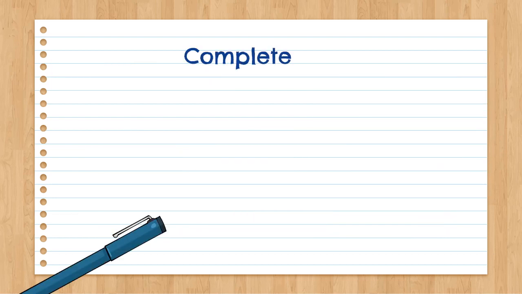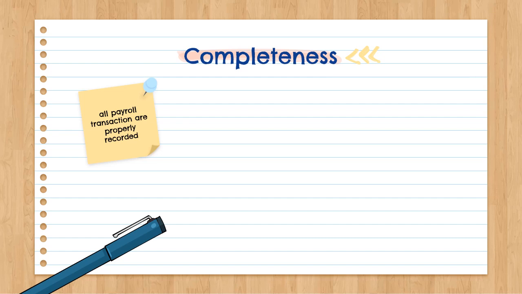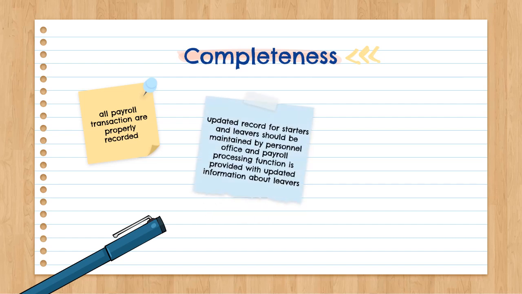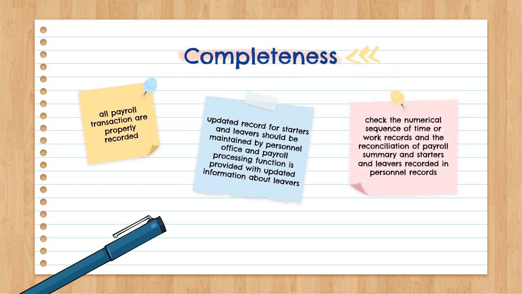Secondly, completeness. This means that all payroll transactions are properly recorded. Updated records for status and leavers should be maintained by the personnel office, and the payroll processing function is provided with updated information about leavers. The auditor will check the numerical sequence of time or work records and the reconciliation of payroll summary and status and leavers recorded in the personnel records.